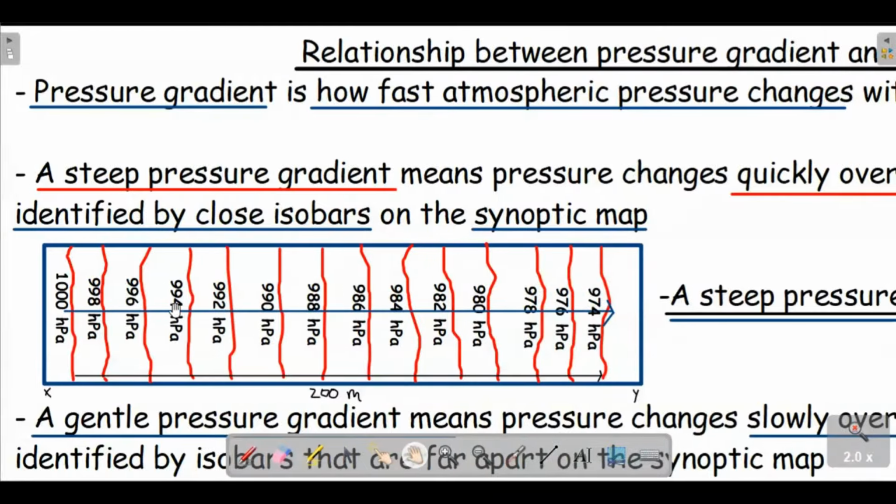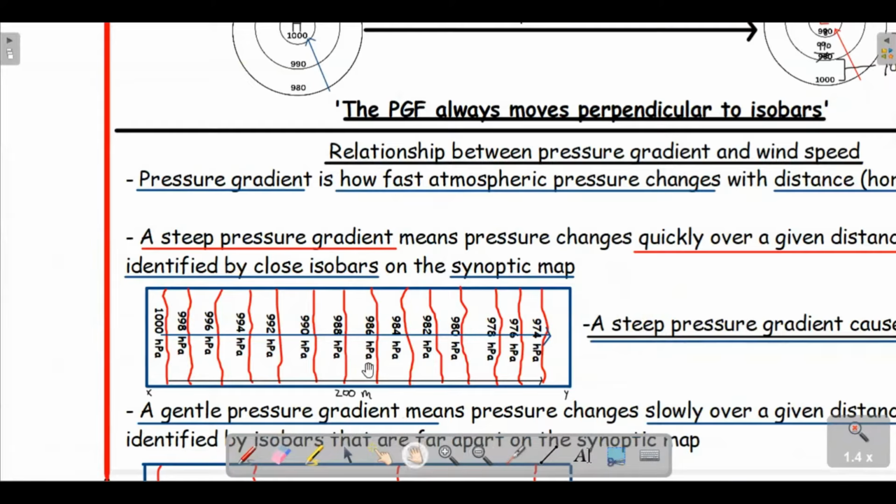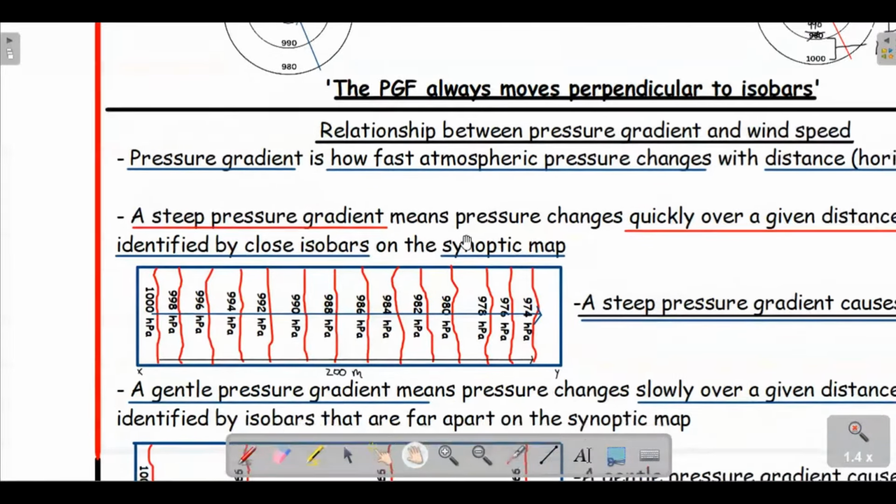So that's the pressure gradient force. Right over here we have strong winds. By just looking at the close isobars, I can already tell that I have a steep pressure gradient, and therefore I have strong winds. Steep pressure gradient is associated with strong winds. Very important to note. Now let's move on.